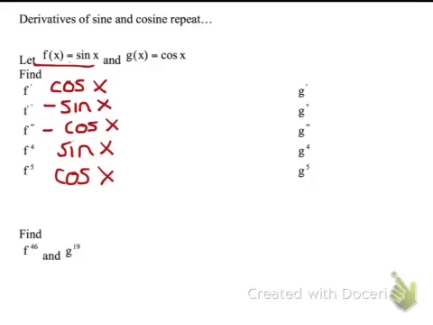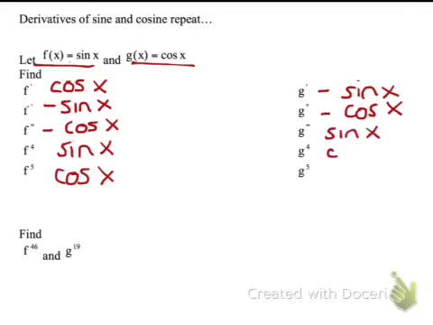The same thing with cosine. If I'm starting with cosine, the derivative of cosine is negative sine. The derivative of negative sine is negative cosine. The derivative of that is sine. The derivative of sine is cosine, and then negative sine again.